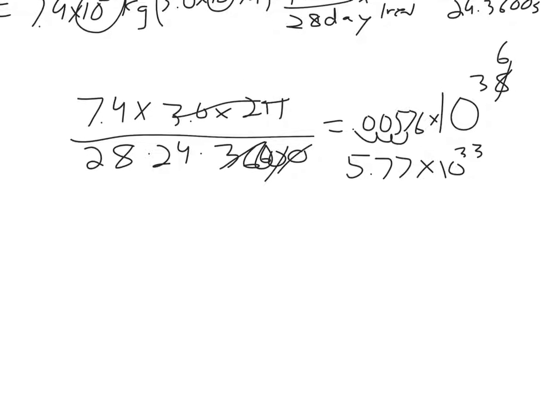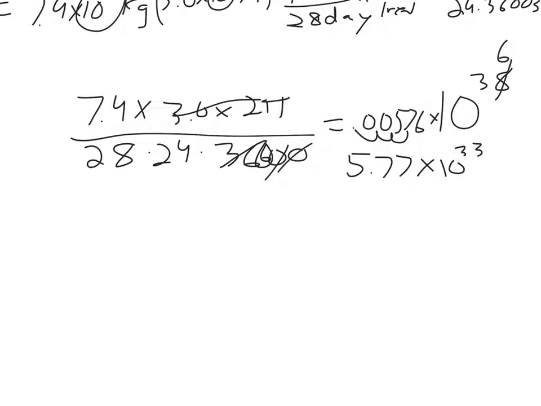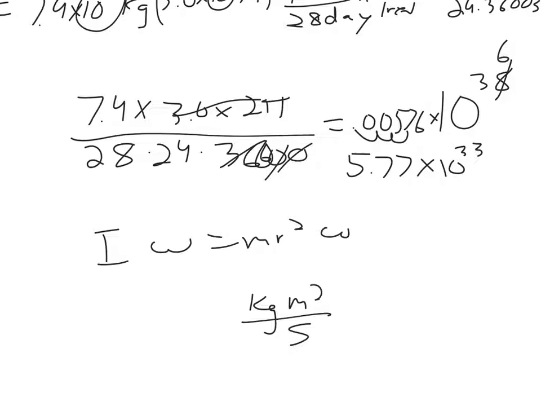So if I really want the right units here, remember what I had. I had I omega, which is m r squared omega, which is kilograms, meters squared per second. You can put radians in, but a radian is sort of a unitless thing. So 5.77 times 10 to the 33rd kilogram meter squared per second. Lots of angular momentum, largely because the mass is so big and the distance is so big. Those are the big contributing factors.